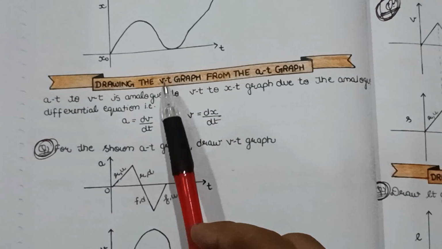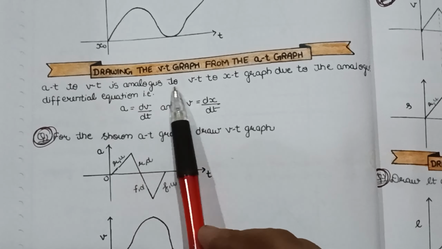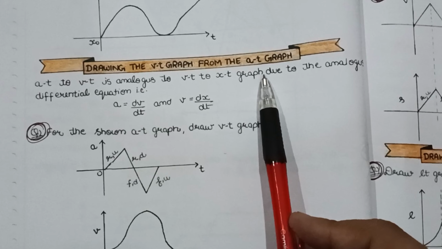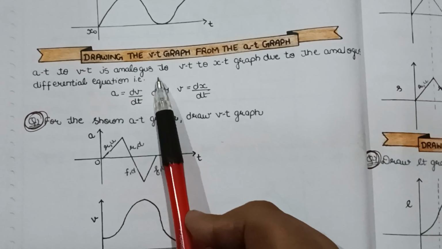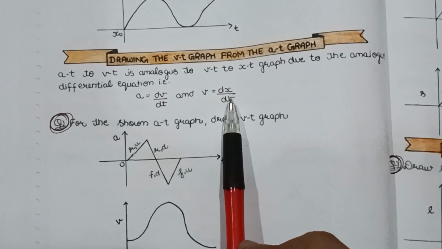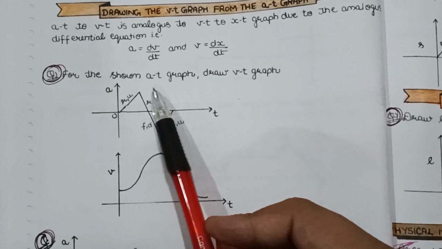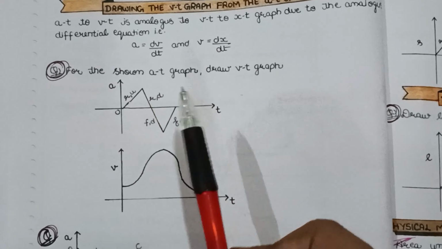Now next, drawing the VT graph from the AT graph. AT to VT is analogous to VT to XT graph due to the analogous differential equation, that is A is equal to dV by dt and V is equal to dx by dt. For the shown AT graph, draw VT graph. This is the AT graph given.